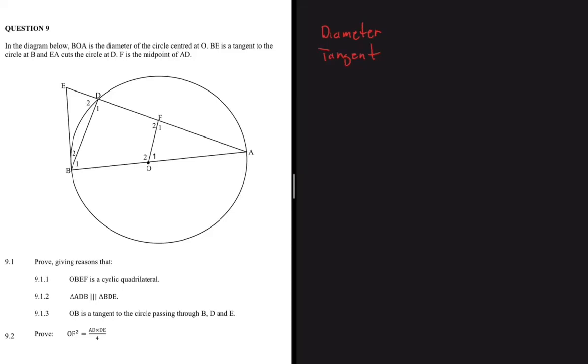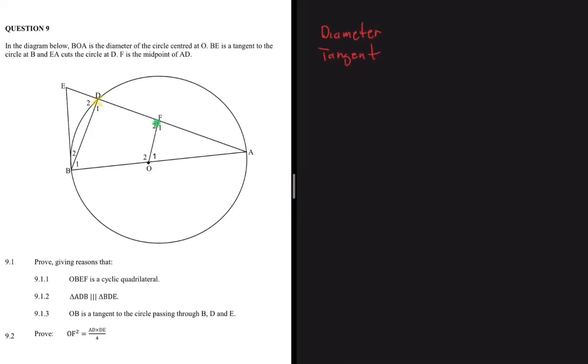We are told that EA cuts the circle at D, right? And then F is the midpoint of AD. So let me show you what we're talking about. So EA cuts the circle at D, and then F here is the midpoint of AD.